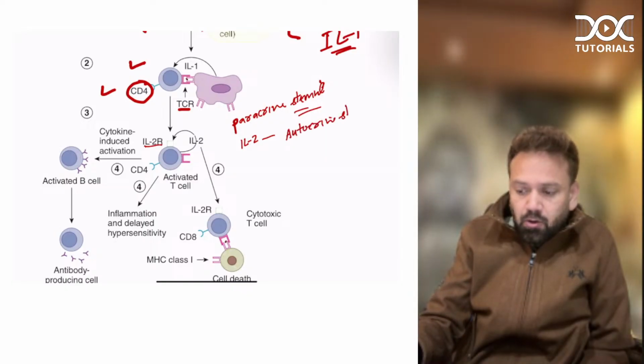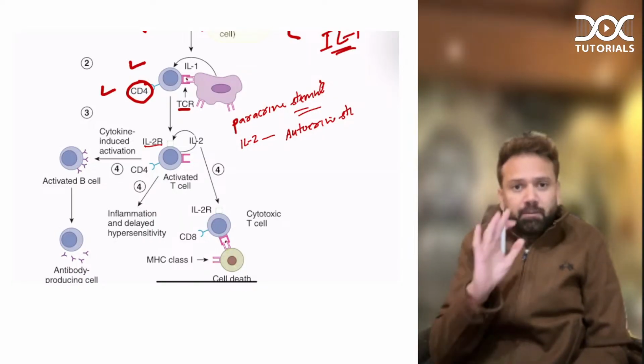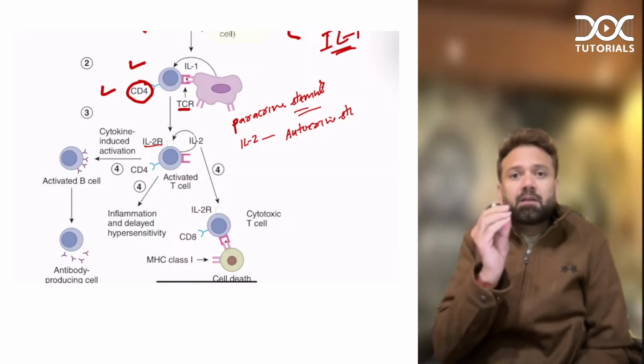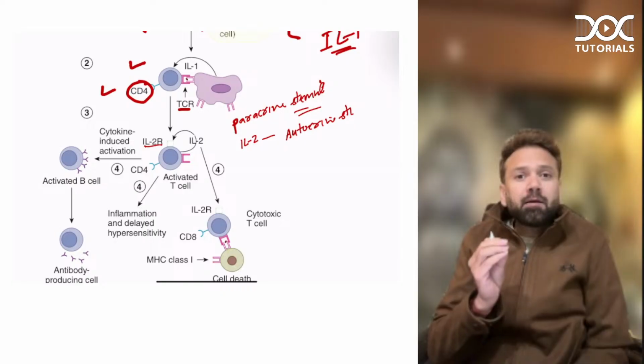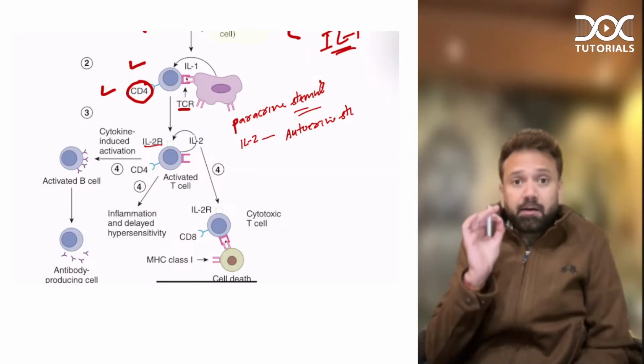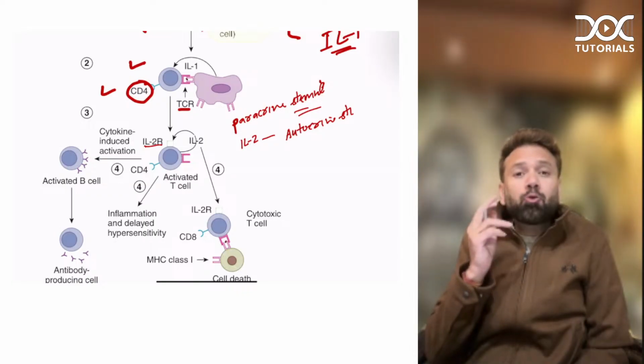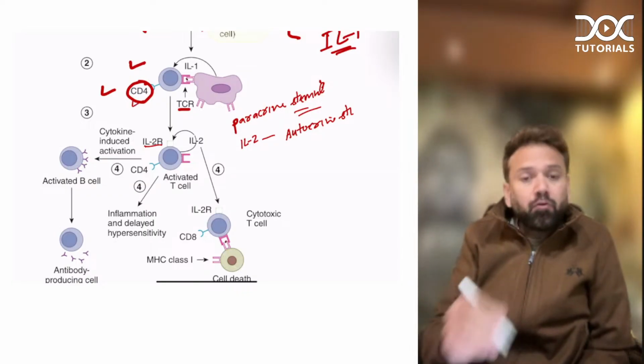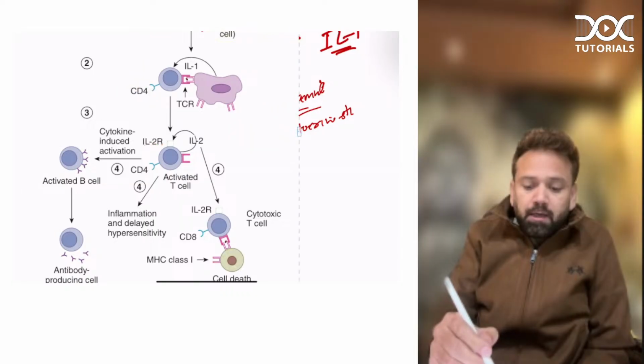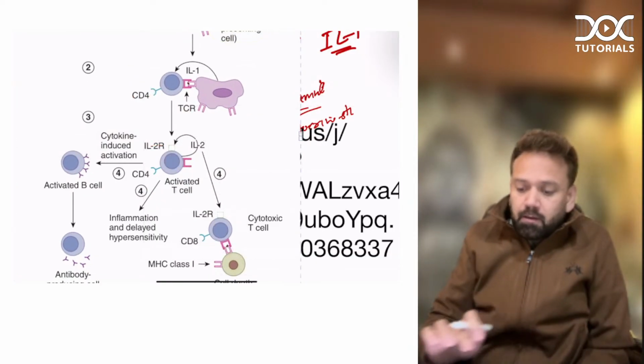This is called autocrine stimulation. Are you getting my point? First, the antigen will be caught hold of by an antigen presenting cell, and here it is a macrophage. Now the macrophage will have a molecular signature called CD4. CD4 is recognized by whom?